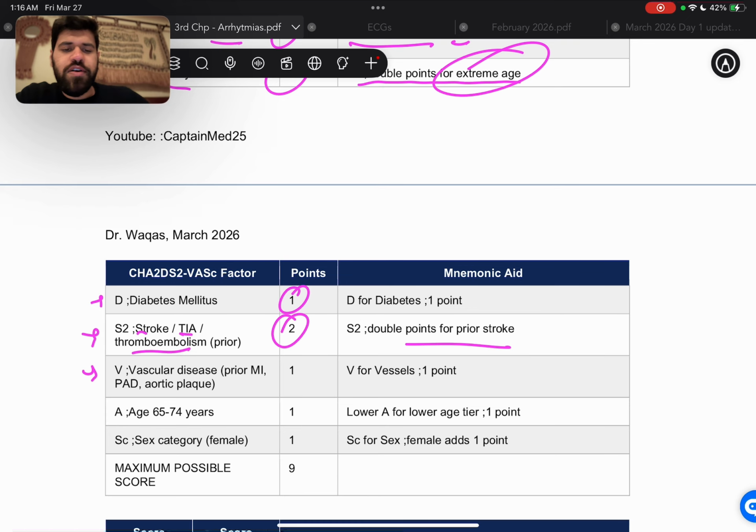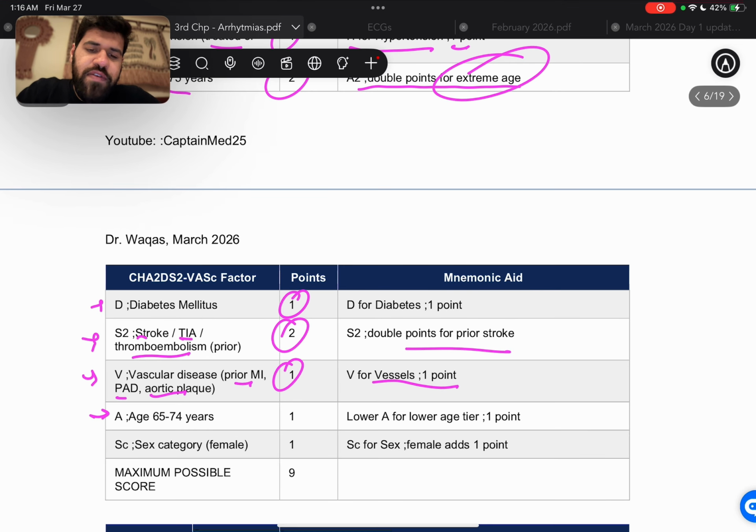V, vascular diseases. If they had any prior MI, PAD, aortic plaques, then 1 score. V for vessels, and 1 point. Age between 65 and 74 is 1 point. So lower A for lower age is 1 point. Then the gender of the patient. So if it's female, it's 1 point. So for female, adds 1 point always.